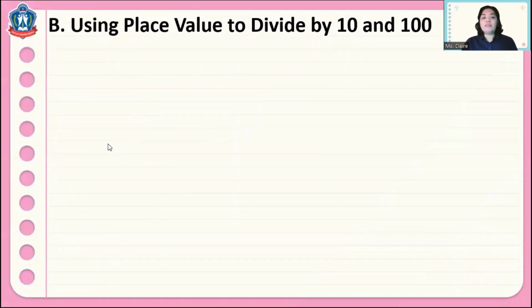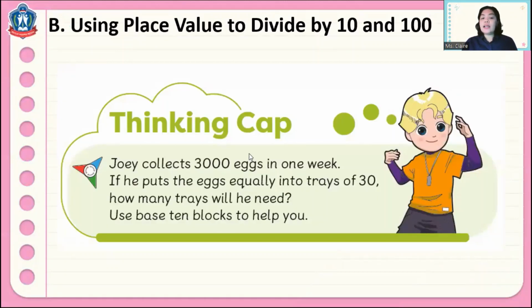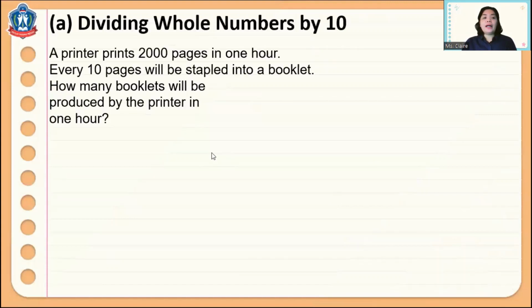How about if Joey collects 3,000 eggs in 1 week? If he puts the eggs equally into trays of 30, how many trays will he need? You can use base 10 blocks to help you. Okay, now I have here a problem. A printer prints 2,000 pages in 1 hour. Every 10 pages will be stapled into a booklet. How many booklets will be produced by the printer in 1 hour?